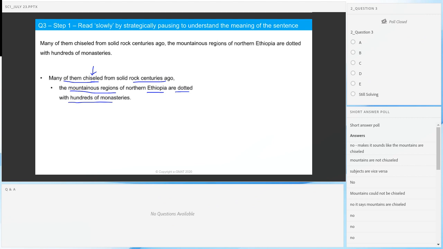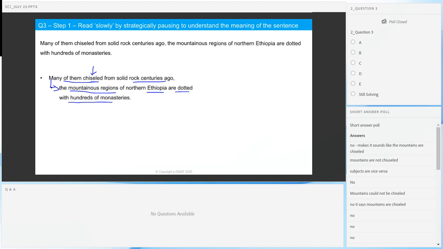Yes. Meaning the way the sentence is written, we can understand that what is being chiseled are actually the mountainous regions. Frankly speaking, I don't remember reading about any mountainous regions anywhere ever, not even in my geography books when I was growing up, that there have been mountainous regions that have been chiseled or that have been made by human beings.